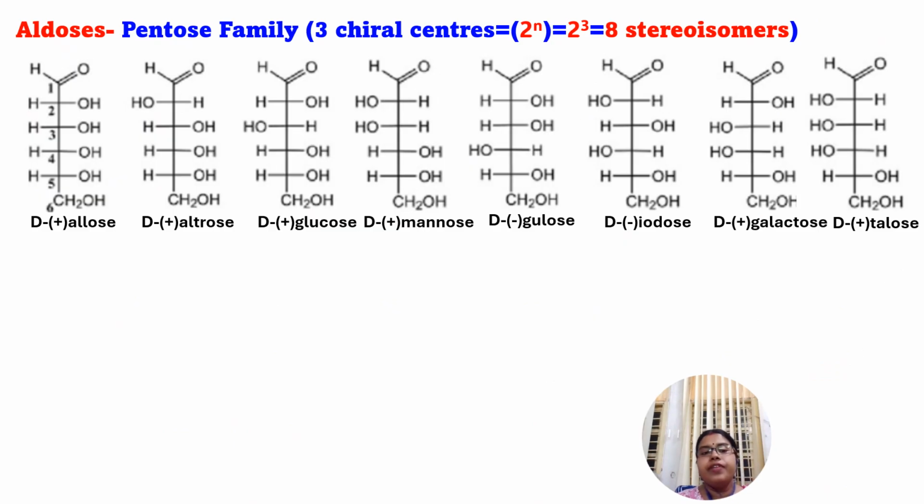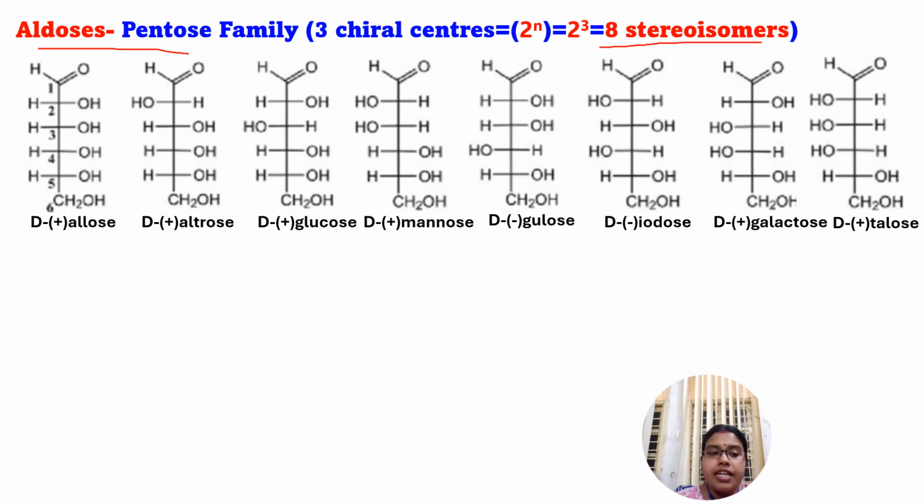Then we will see the structure of the aldopentose family. For the aldopentose family, the number of chiral centers is 3. So ultimately we will get a total of 2 to the power 3, equal to 8 stereoisomers. If we remember the structure of the aldohexose family, we will easily get the aldopentose family member structures.